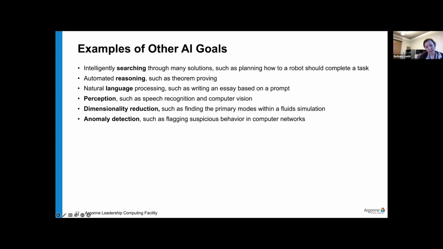And anomaly detection, so something like you're in cybersecurity and you want to flag suspicious things happening on the computer networks. And this is not covering all possible AI goals, but just to give you an idea that there's more out there, and some of the vocabulary around it.